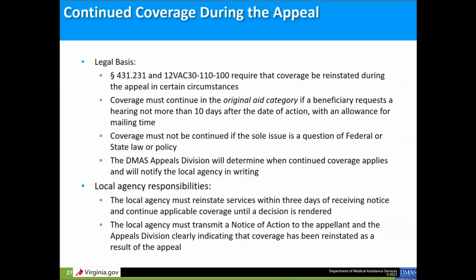It's important to remember that federal law prohibits gaps in coverage when an appellant is entitled to continued coverage. That means that local agencies must act quickly. The Appeals Division requires that coverage be reinstated within 3 days of our notice and continue until an appeals decision is rendered. Further, it's important that you issue a new notice of action that indicates that the coverage is only being reopened as a result of the appeals process, and to provide a copy of the notice both to the appellant and the AR as well as to the hearing officer.